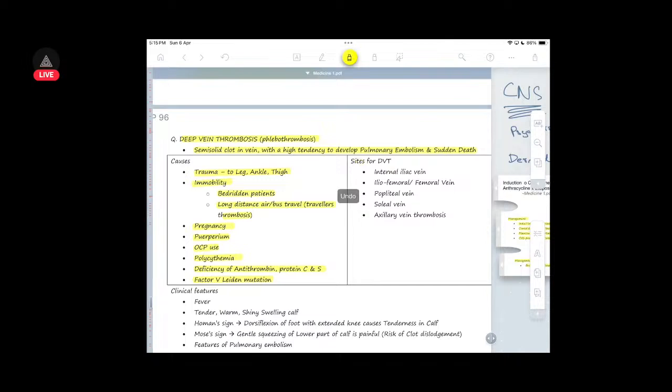So sites, you have internal iliac vein, iliofemoral and femoral vein, popliteal vein, soleal vein, and axillary vein thrombosis.